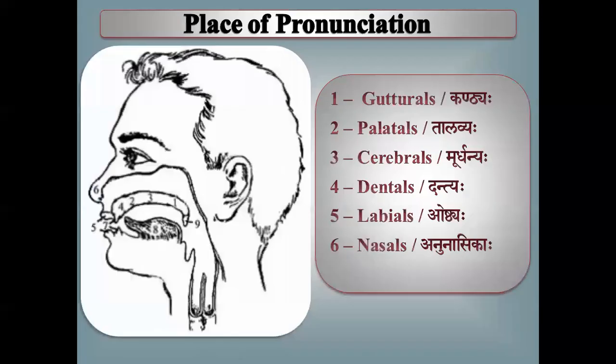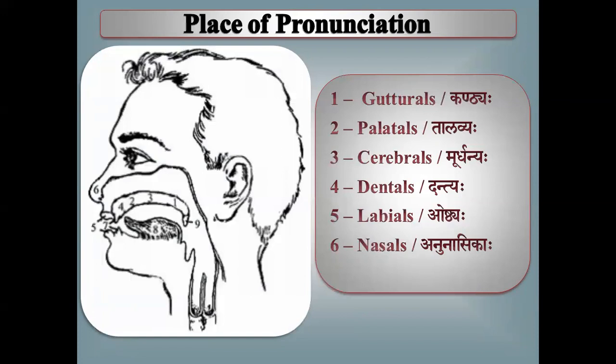You'll see now from where these sounds come. I hope the slide is clear to you. The picture, the numbers are there. Numbers and the position of the tongue. You can see number one, at the base of the throat. The sound which comes from the base of the throat is guttural, kantyaha.